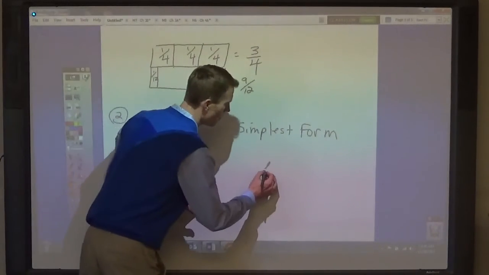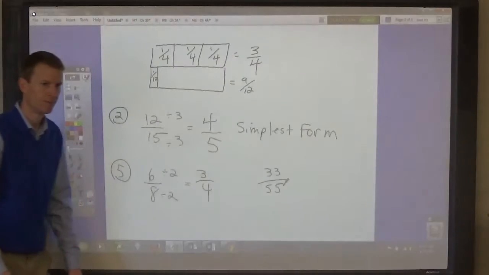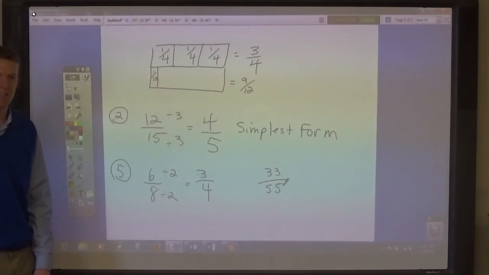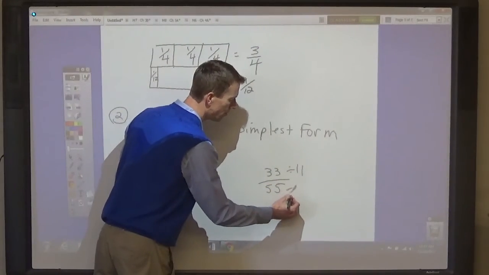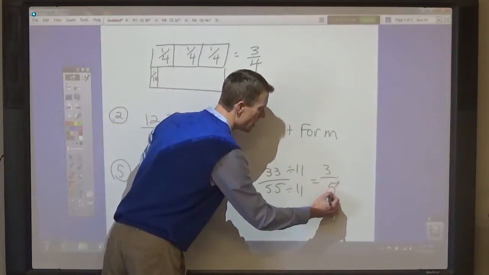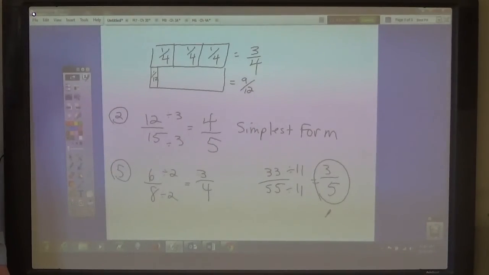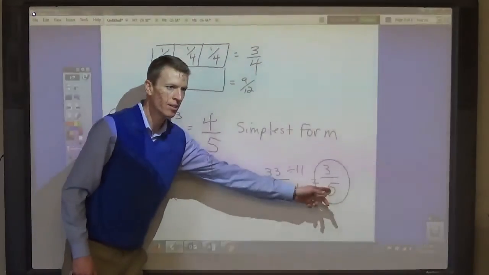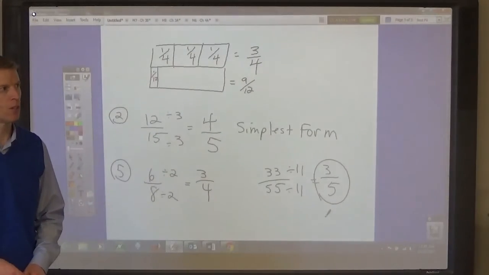How about this one? 33/55. What goes into 33 and 55? Matt? 11. So divide them both by 11. What do you get? 3 and 5. 3/5. Is that simplest form? Is that lowest terms? Yeah. Okay, they're both prime numbers, and they are not factors of each other. Okay? Any questions?